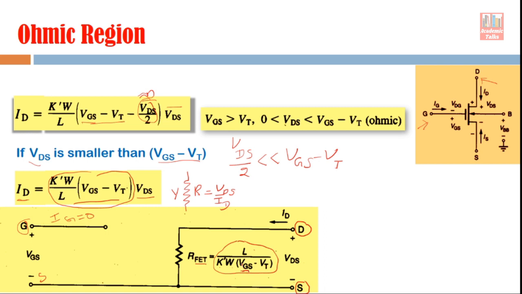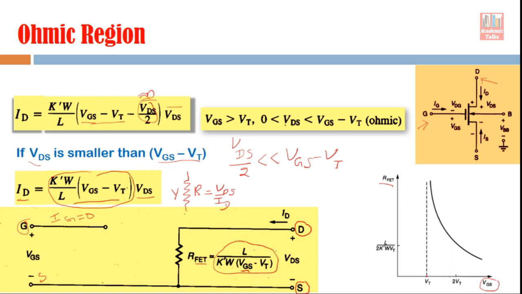So whenever in any circuit you need a voltage dependent resistance, there is a possibility that you can use a MOSFET in the ohmic region. Now you can see the value of this resistance is inversely proportional to the gate source voltage. It means if the gate source voltage increases, the value of this resistance decreases. The behavior of this FET resistance is indicated here. On the y-axis is the field effect transistor resistance, meaning the resistance between the drain and source terminals. On the x-axis is the gate source voltage.